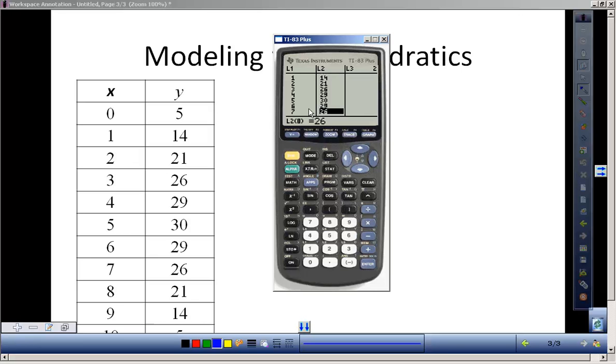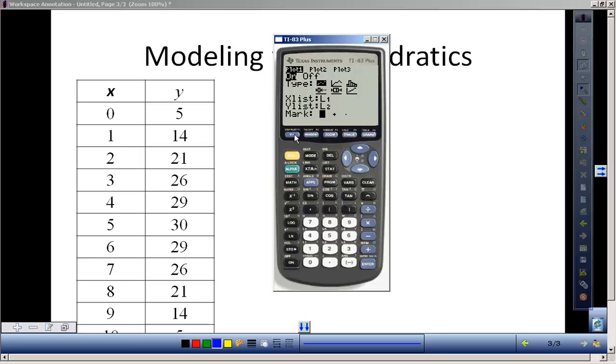I only want to choose a quadratic if my points look like a quadratic. So if you go second y equals, it takes you to the stat plots. And if we turn stat plot on, I want it to have a dot plot. I want to use list 1 and list 2. I can even choose what the dots look like.